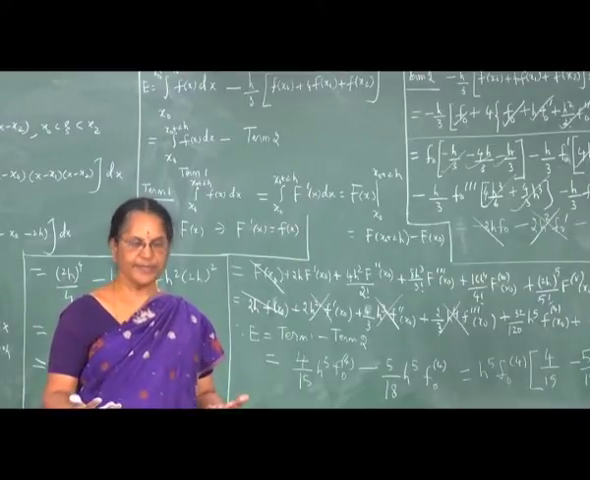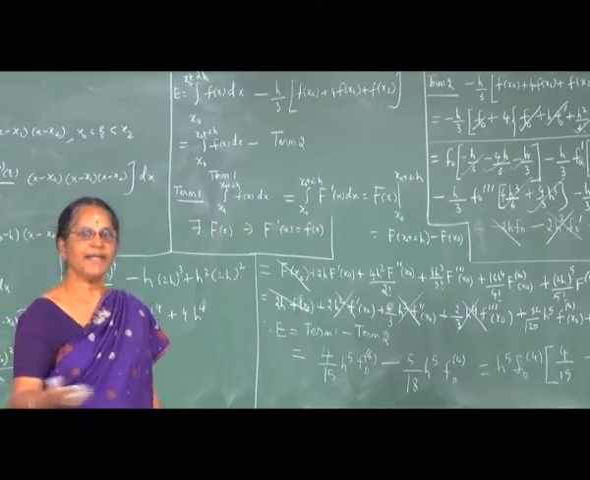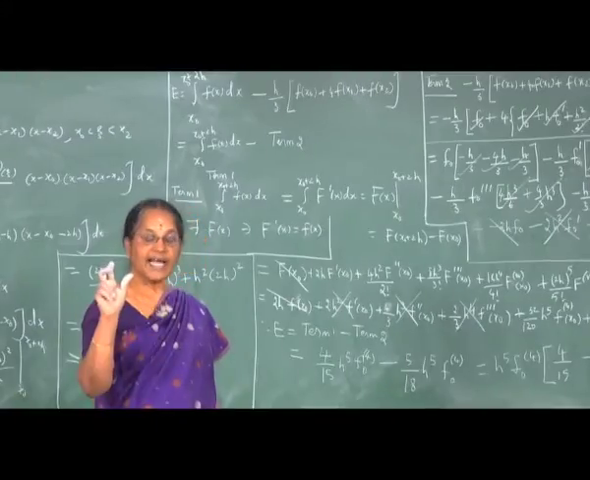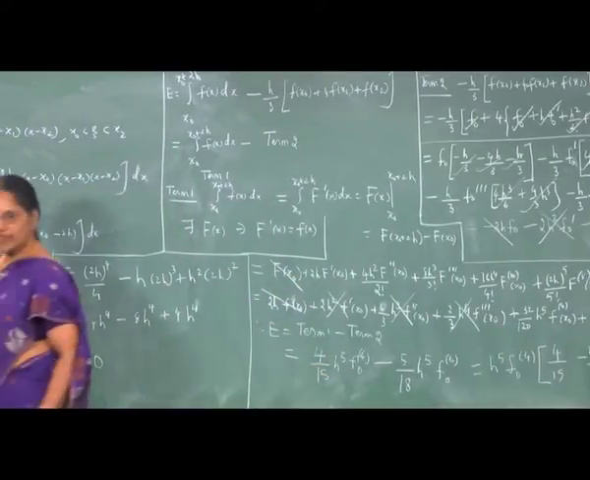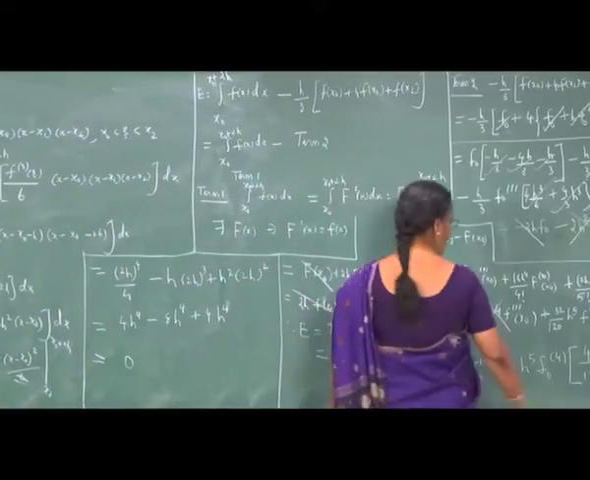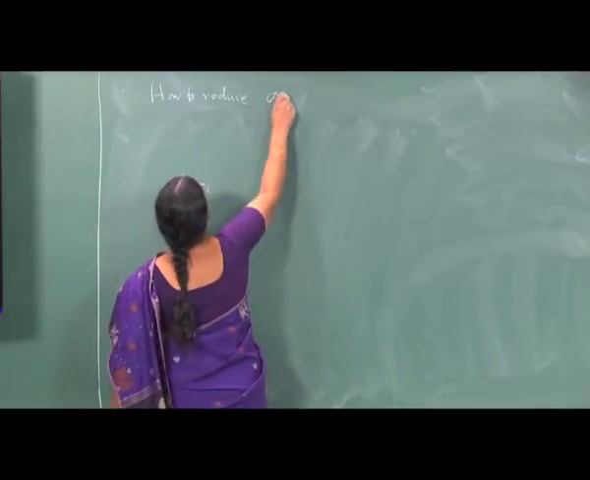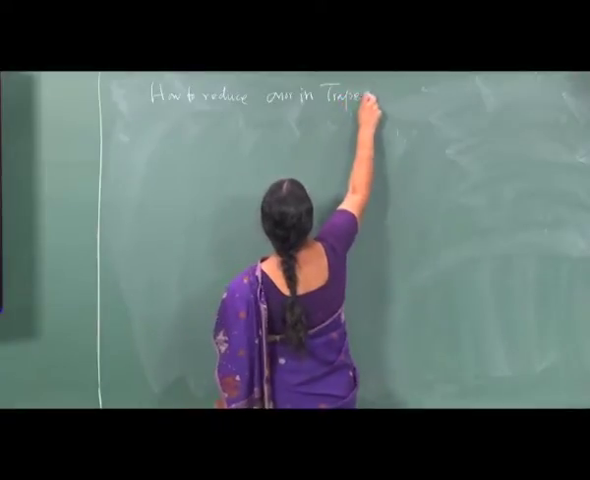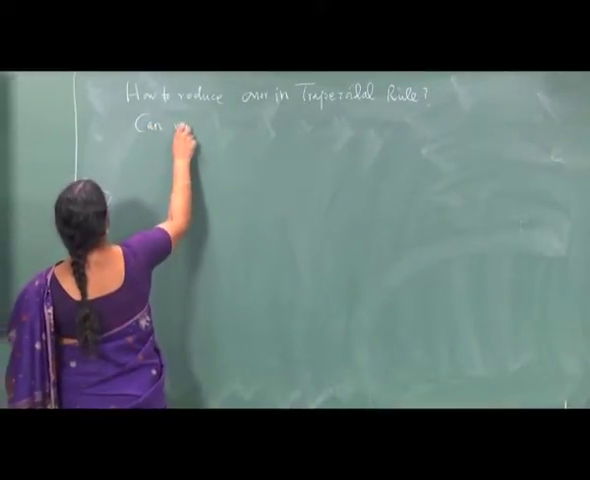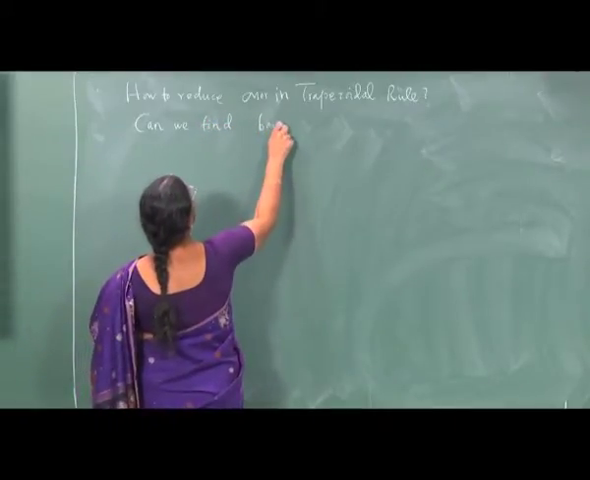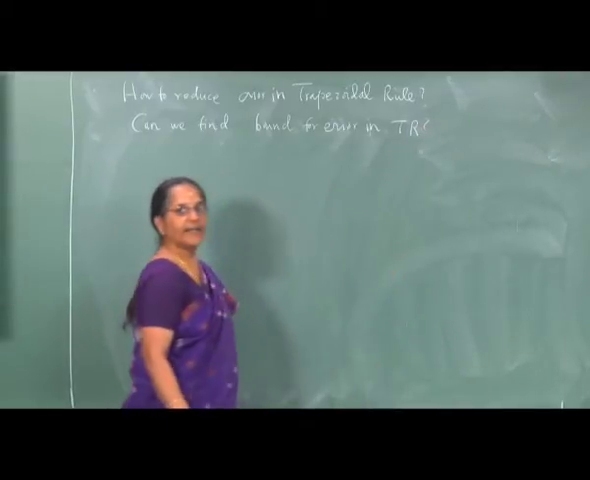So, the natural question would be to answer, can this error be reduced? Is there a way by means of which I can reduce this error? Can I find a bound for the error in each of these methods? The answer is yes. And we will see how we can do it in trapezoidal rule first. So, the question is how to reduce error in trapezoidal rule. So, can we find a bound for error in trapezoidal rule? These are the questions to be answered now.